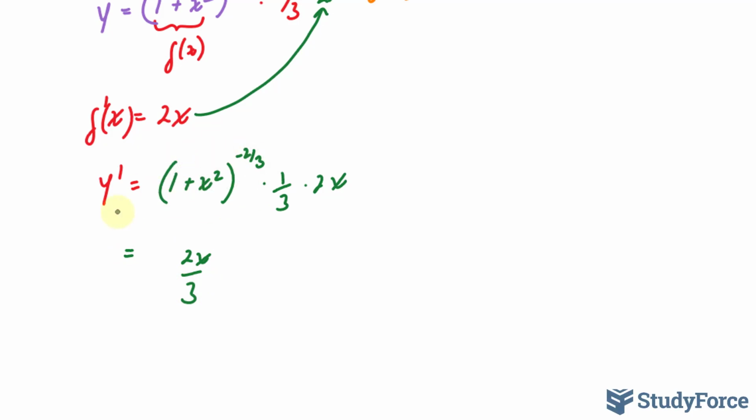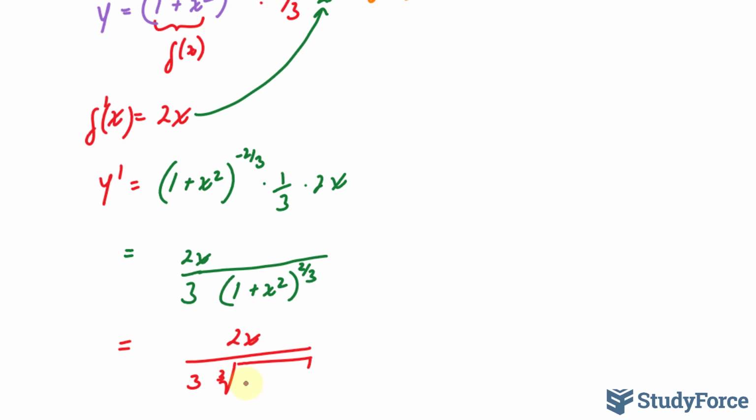And here we have an expression where the exponent is negative. Normally your teachers don't want you to write down negative exponents. So to make this into an expression without negative exponents, you can rewrite the base at the bottom, (1 + x^2) to the power of 2 over 3. Notice now this expression no longer has a negative exponent. And of course you can further simplify this. In case you're curious, you can write it out as 2x over 3 times the third root of (1 + x^2) to the power of 2.